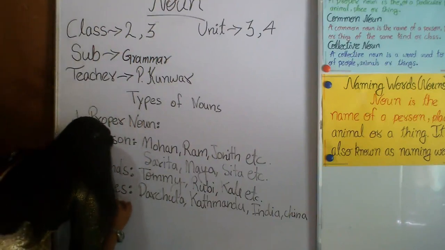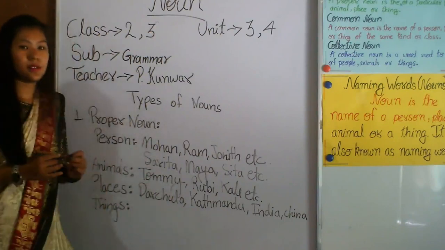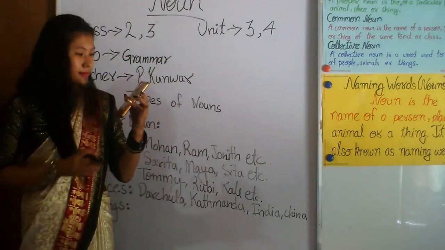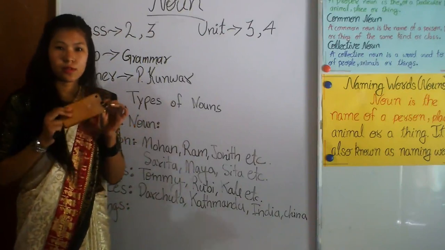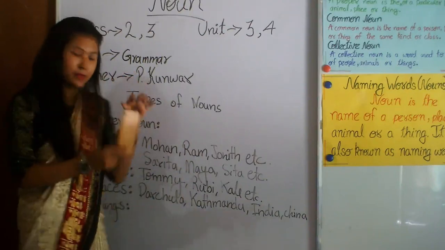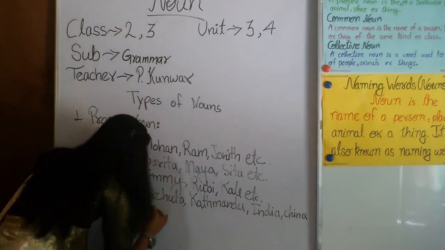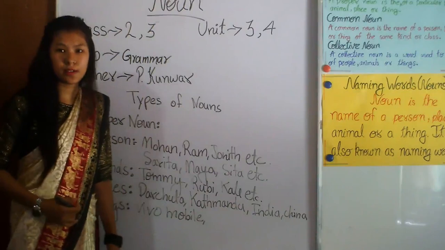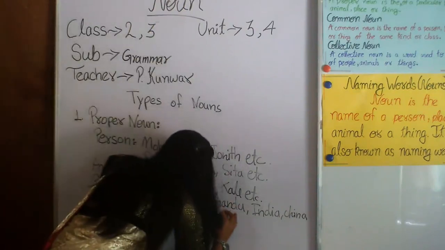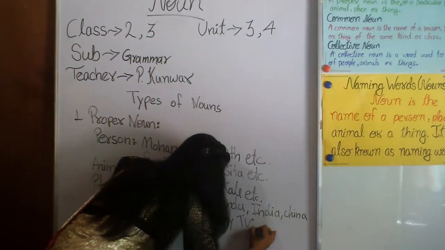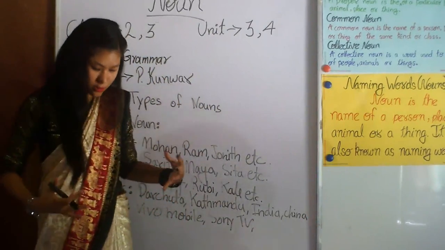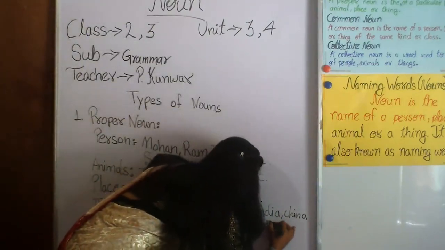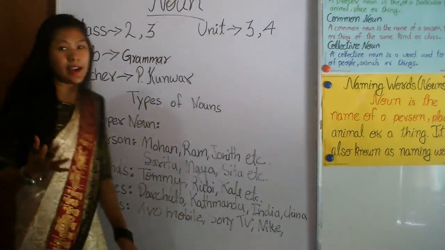Names of things. Many things around us, like, I have a mobile here. It has a name, Vivo. Vivo is the particular name of this mobile. Like Sony TV is the particular name of a TV. Like we wear different clothes. These have brand names like Nike, Adidas, etc.